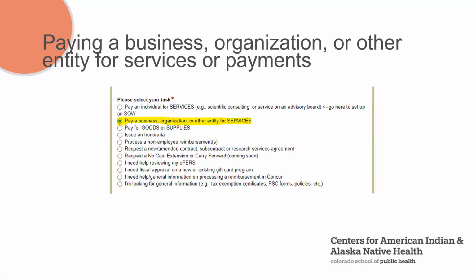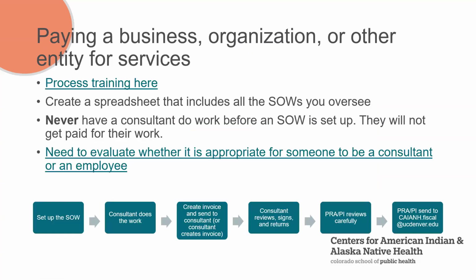So the next policy that we're going to go into is paying a business, organization, or other entity for services. So this means a scope of work or a consultant, someone doing a translation service, things like that. That's not an actual good or supplies. And here we have, either we're paying an individual or we're paying a business, and there's different processes for both of those. And I have a separate training for this, so I'm not going to go into depth here.